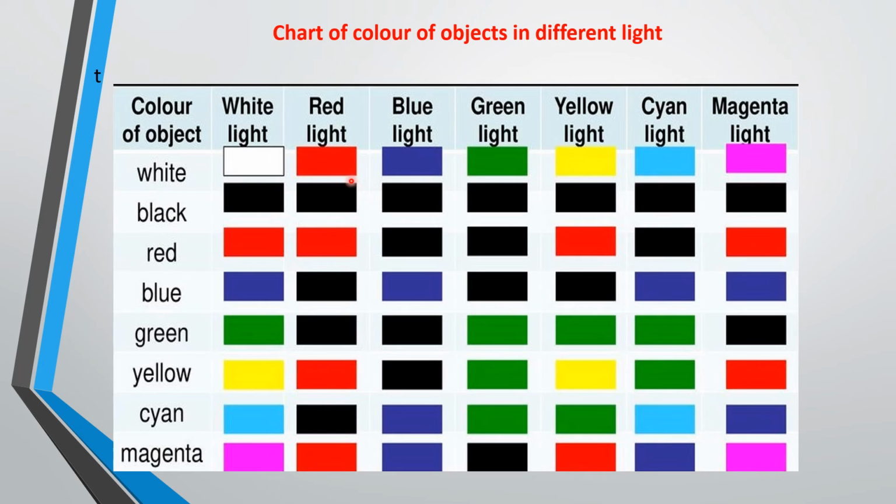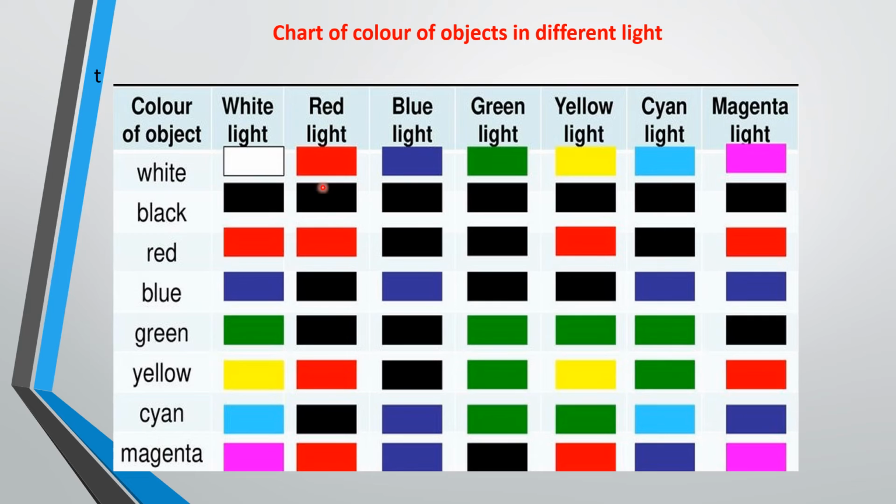Under blue light it will be blue. Under green light it will be green. Under yellow light it will be yellow. Under cyan light it will be cyan, and under magenta light it will be magenta. Then a black object will appear black in all of them, because there is no color to reflect; all the colorful light is absorbed. Then a red object on a white light will appear red.